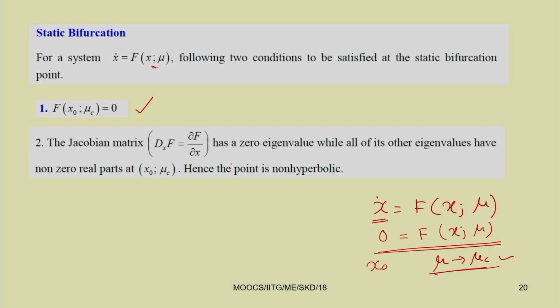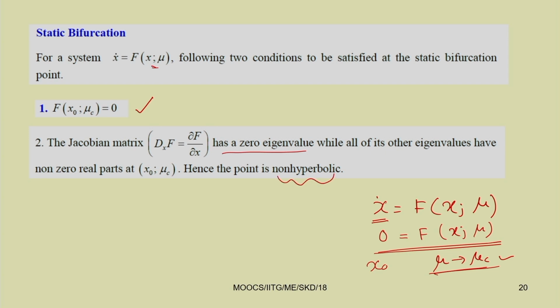So it must have a 0 eigenvalue. The Jacobian matrix dxf, del f by del x, has a 0 eigenvalue while all of its other eigenvalues have non-zero real parts at x0, mu c. Hence, this point is non-hyperbolic. Yes or no? At a bifurcation point, is it hyperbolic?